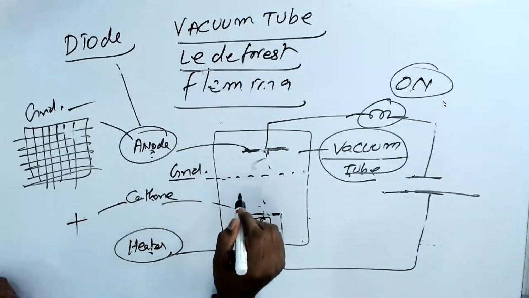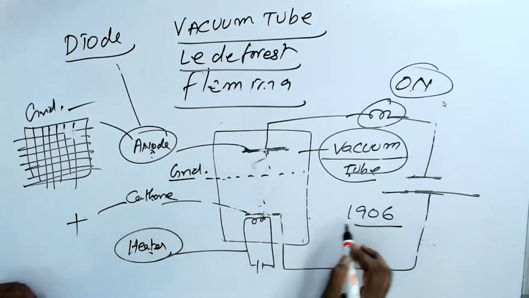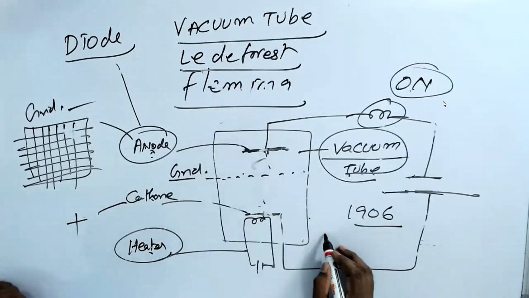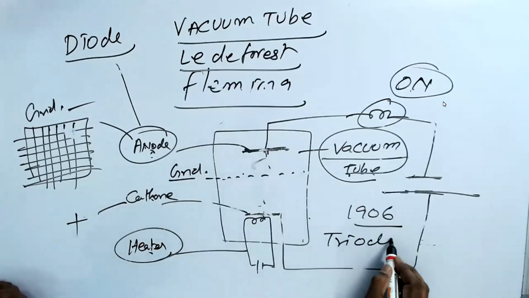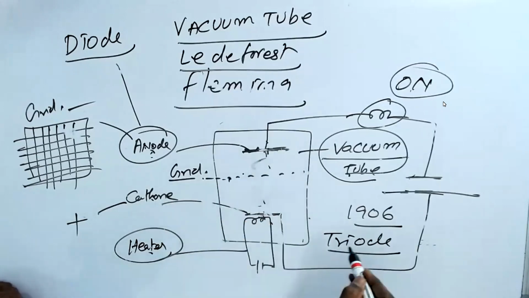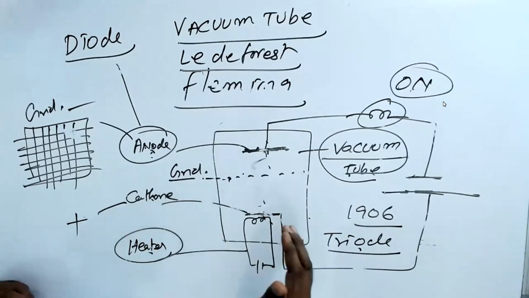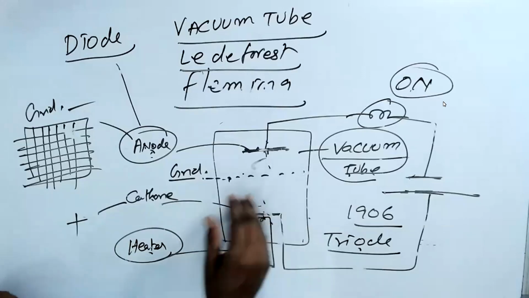This was invented in the year 1906. This is called a triode, because anode, cathode, and grid, there are three. That's what they call a triode. And generally, they have defined this as the year of the starting of electronics. The first electronic component was the triode.